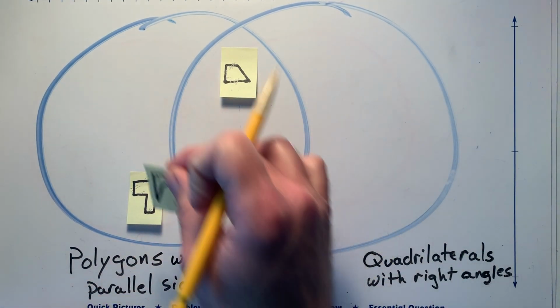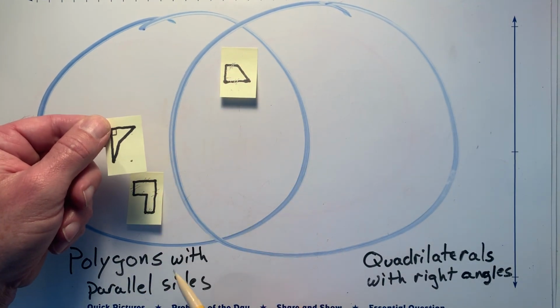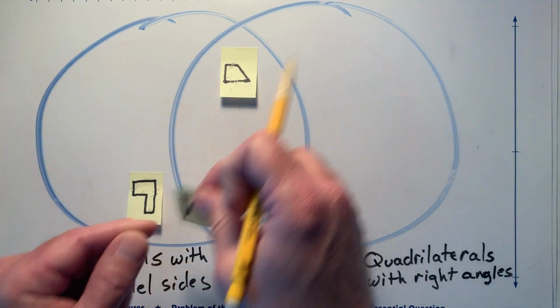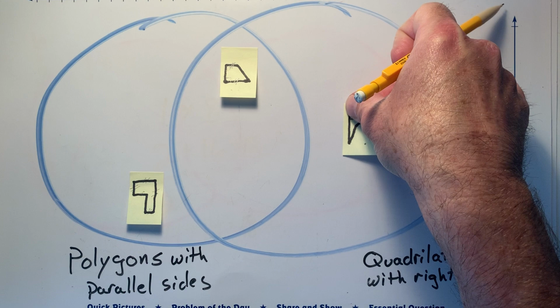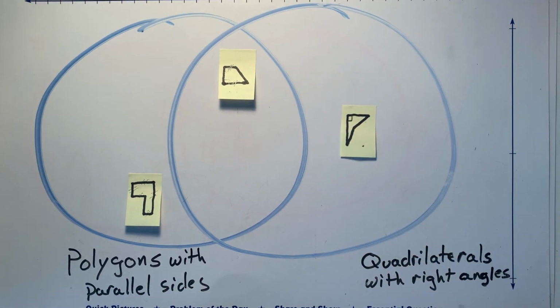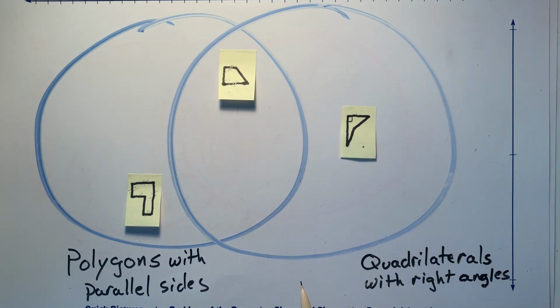So I think I can put it over with the, oh wait, I can't. There's no parallel sides here. It only has a right angle. I cannot place it anywhere inside this circle. It has to be out here. Quadrilaterals with right angles. It is four-sided, and it has a right angle.